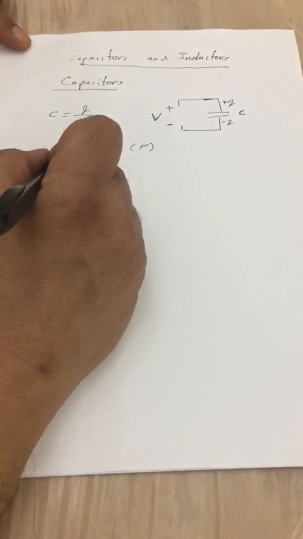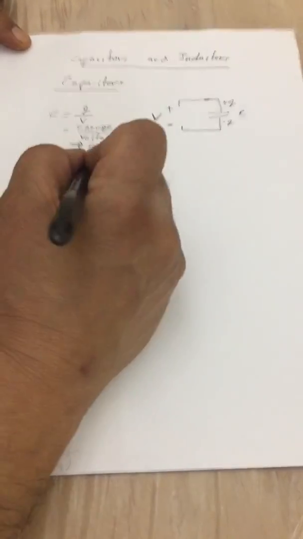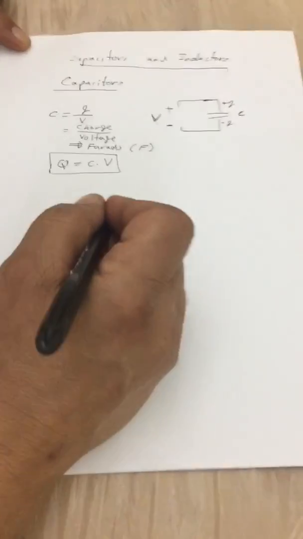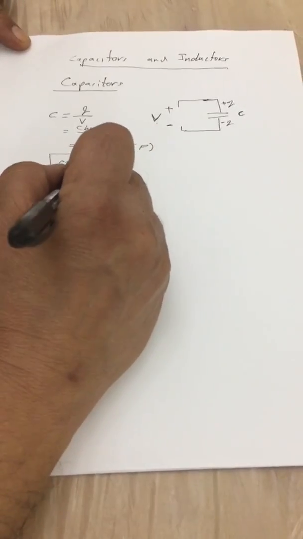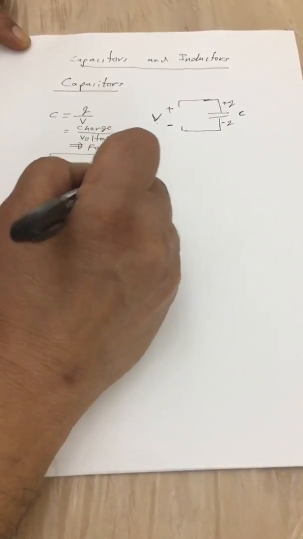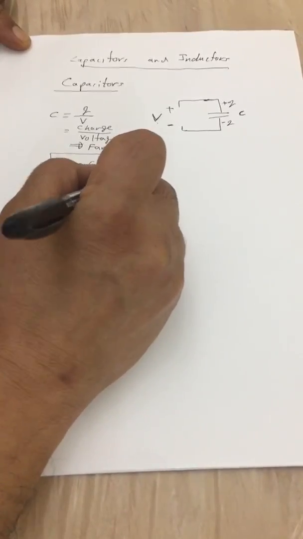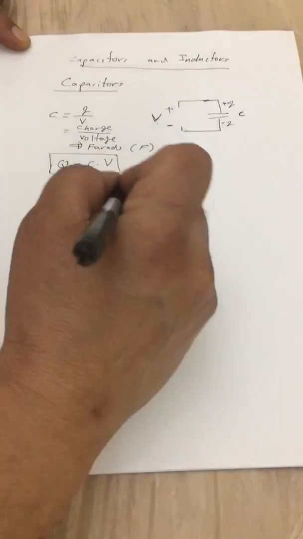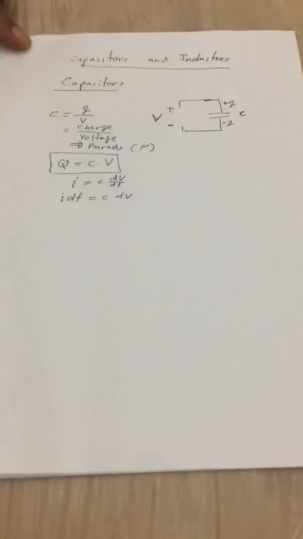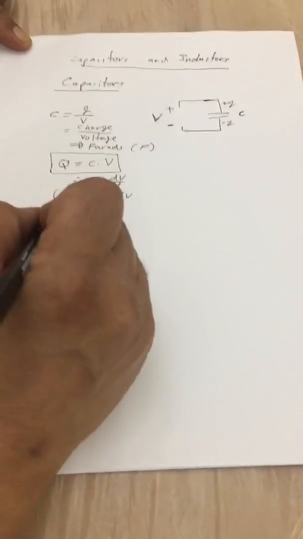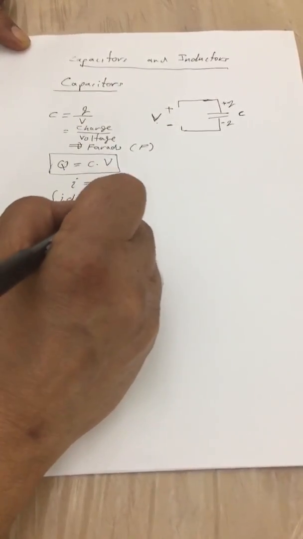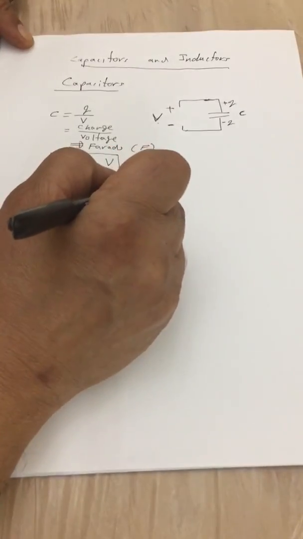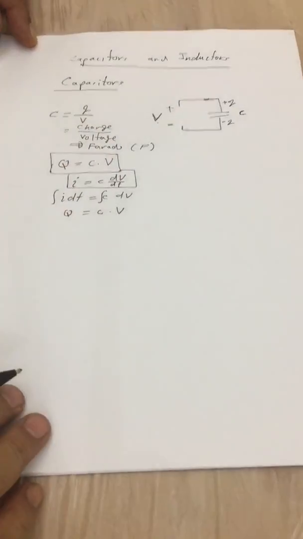So from this we can say that the charge Q equals C times V. In fact, the current I is equal to C dV per dt. So we take I dt equals C dV. If we integrate both sides, we'll get charge equals C times V. So these are the basics of capacitors.